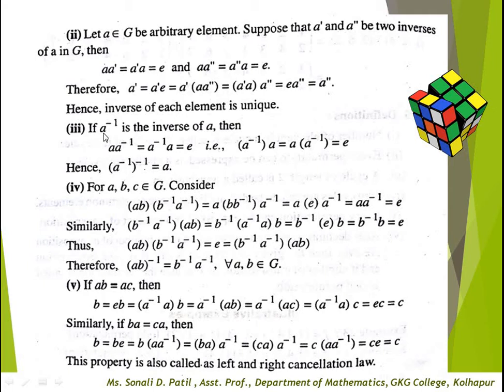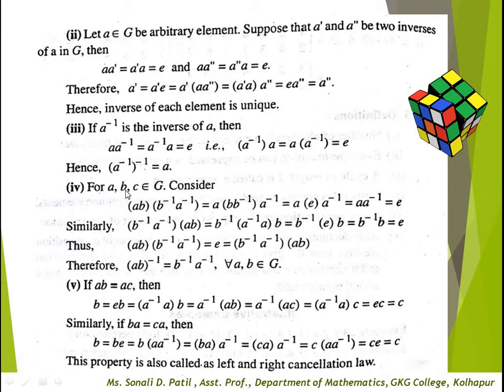Now third, if a inverse is the inverse of a, then a inverse a is equal to e. That is, if we take the inverse of these two elements, then what will we get? What is the inverse of a inverse? It's a. So now here we can take the inverse of this a inverse. It gives a, and the inverse of a is a inverse, which is equal to e. So hence the inverse of the inverse of a is equal to a.